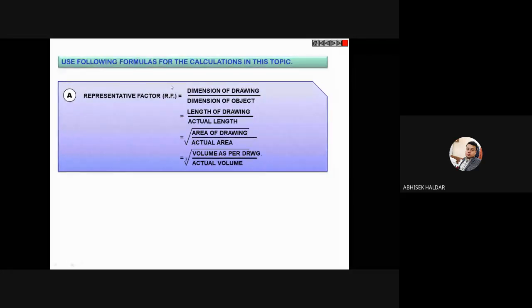Okay, what is this ratio? It is known as your representative factor, RF. In short, it is called RF. What is this RF? It is my dimension of drawing divided by dimension of the object. You can see here, dimension of drawing divided by dimension of the object.